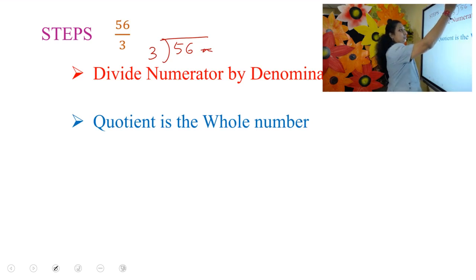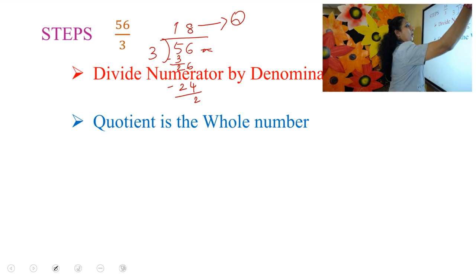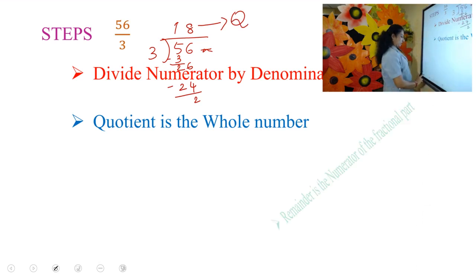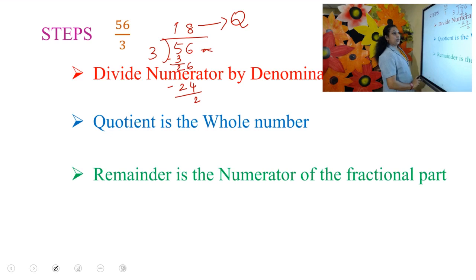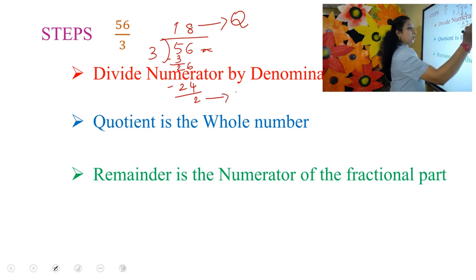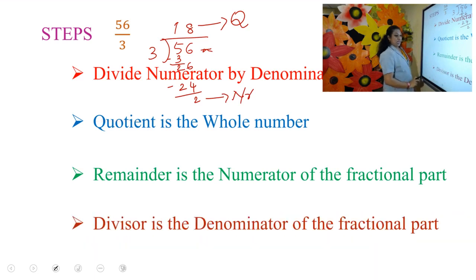When you divide, what will you get? 3 into 1 is 3. So 26. Again 3 into 8 is 24. So 2. Isn't it? So here quotient is the whole number. Then next, remainder is the numerator. Then divisor. Divisor is our denominator.